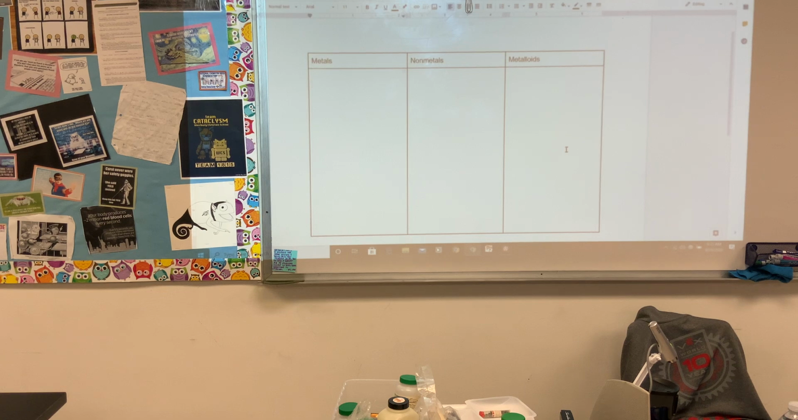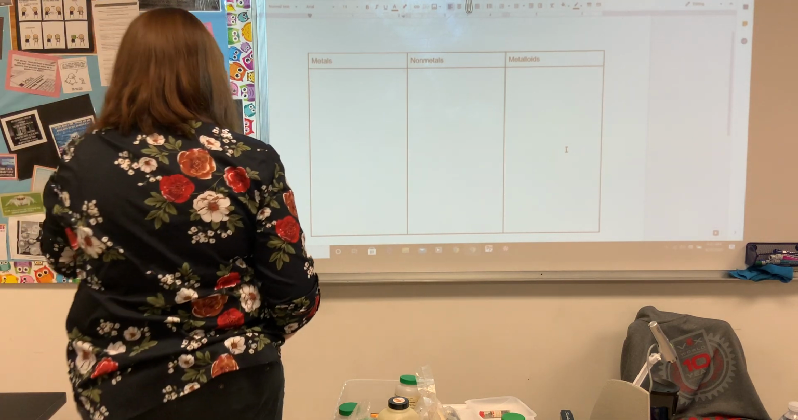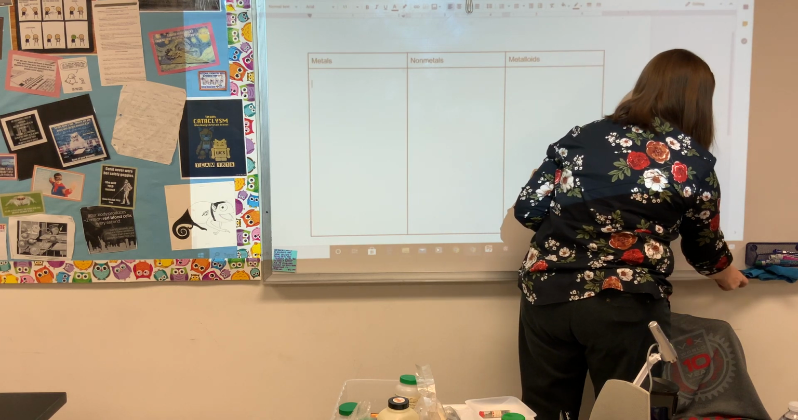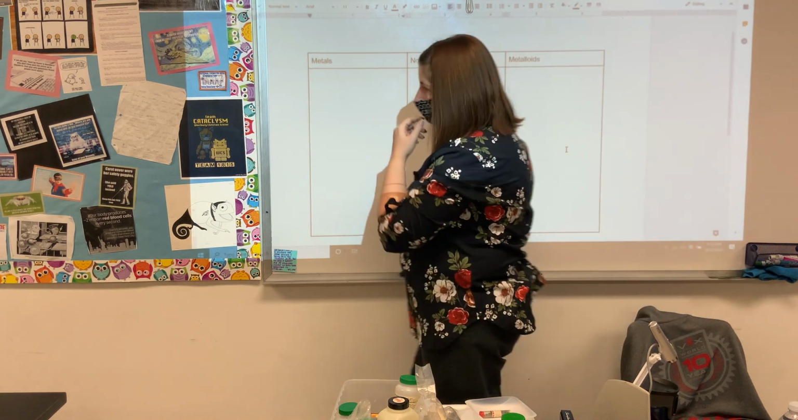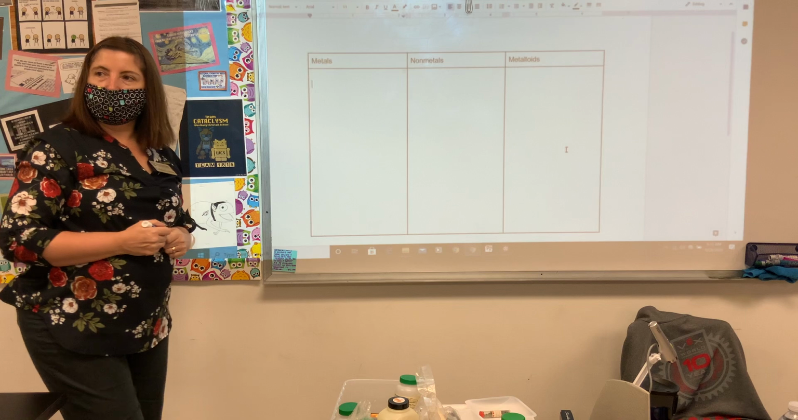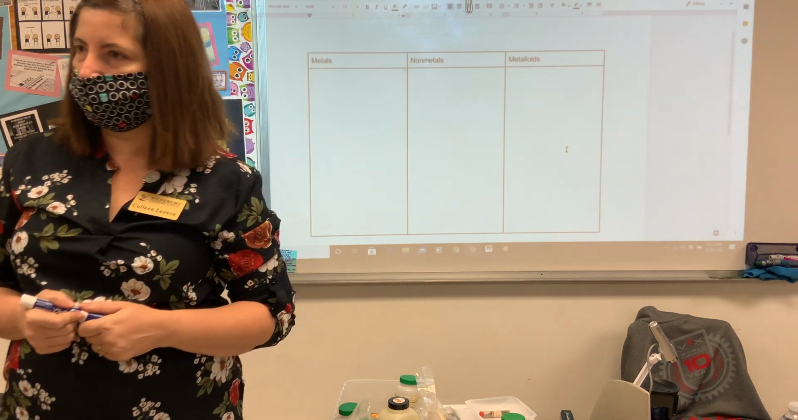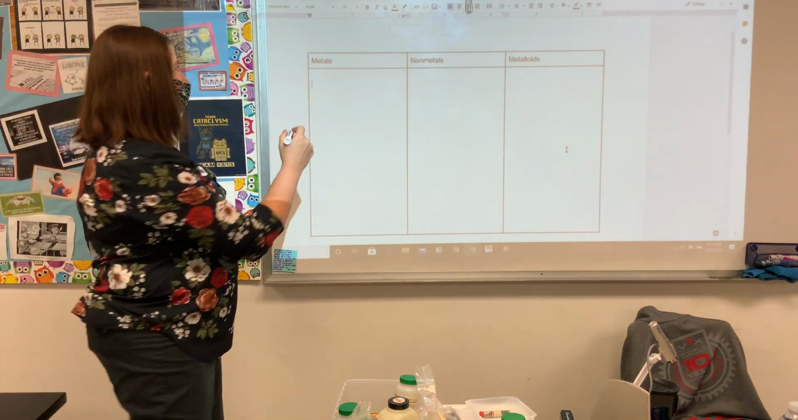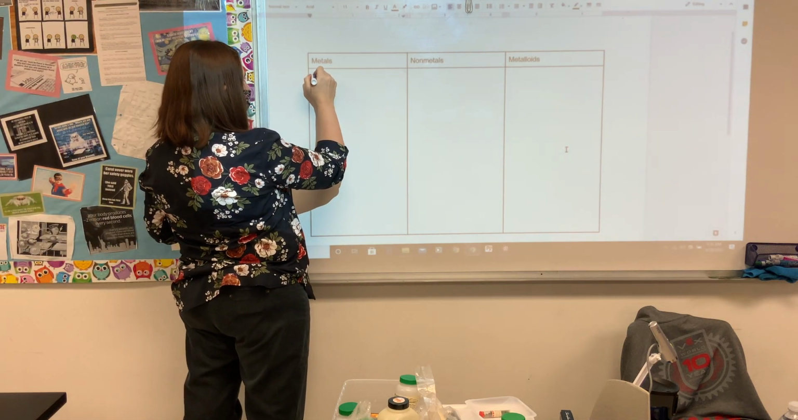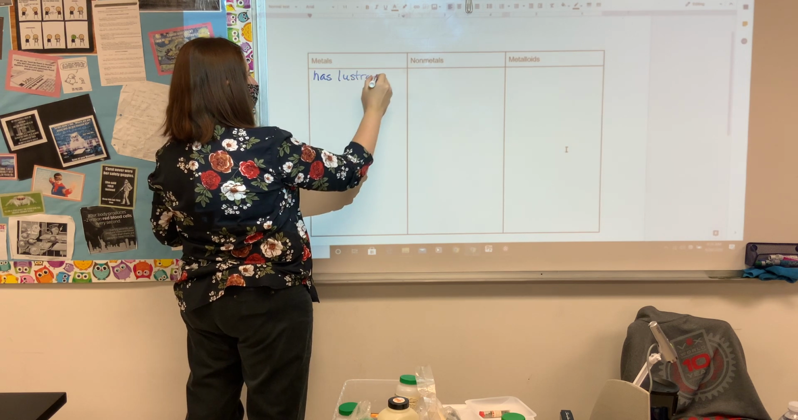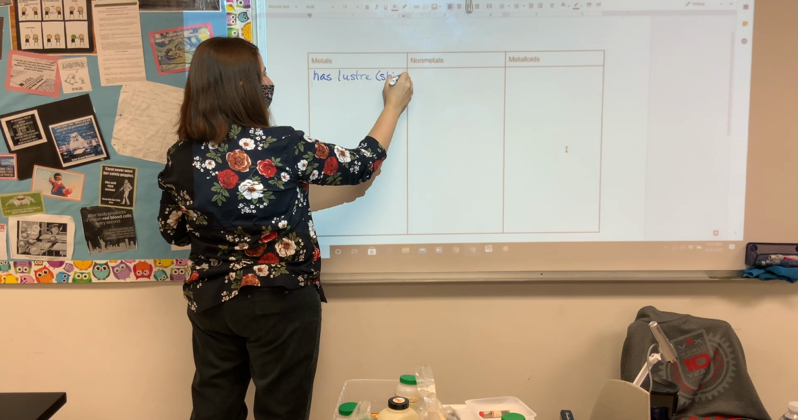So this is the last day where we're looking at just the types of elements in general and how they fit on a periodic table. What can people tell me about metals? Harmony? Luster. Okay, what does luster mean? Shiny, reflective. So has luster, which what that really kind of means for us is shiny.